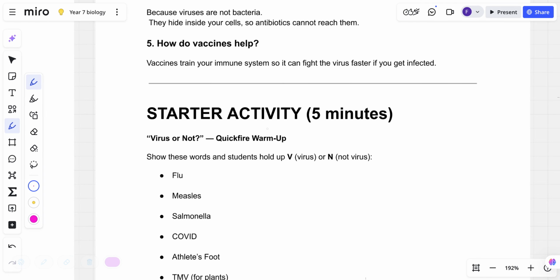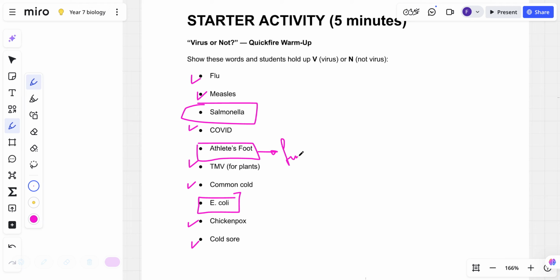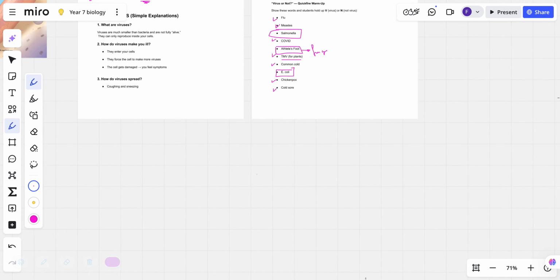Now, which one of these is caused by a virus? Well, nearly most of them are caused by a virus, okay? The ones that are bacteria are Salmonella, E. coli. Athlete's foot is a fungi, and we're going to look at fungi next week. TMV is tobacco mosaic virus, which attacks plants. It can't attack us, they are specific. All right.